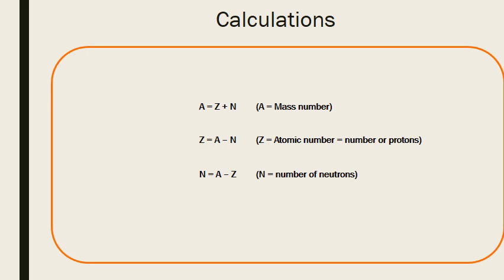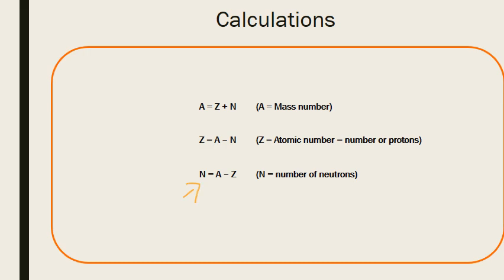So to find the mass number, or the atomic number, or the number of neutrons, we can use these equations. So to find the mass number, we can add the proton number with the neutron number. To find the number of protons, we can minus the mass number from the number of neutrons. And to find the neutrons, we can minus the mass number from the proton number. And this one's one that we normally have.